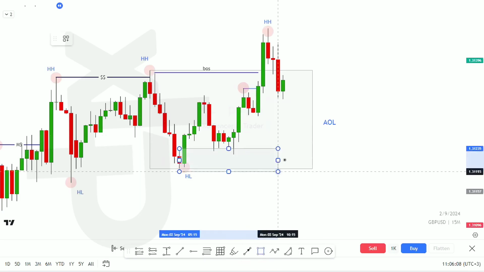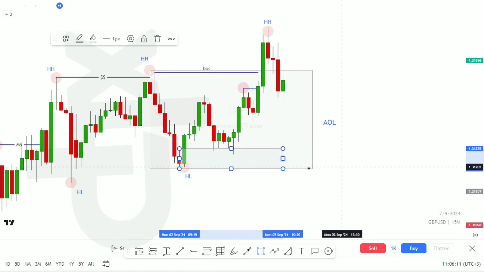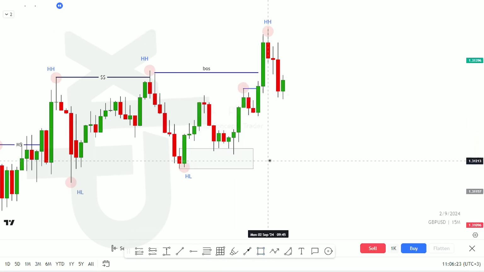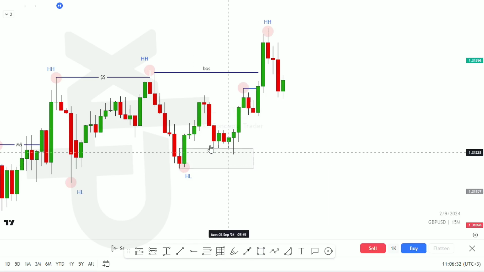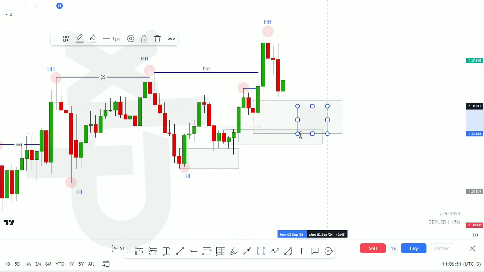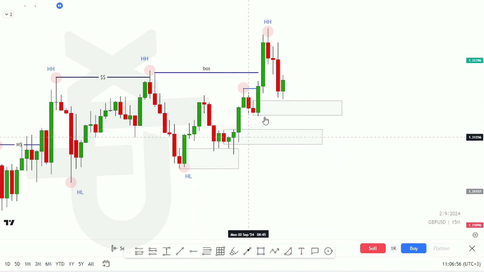The first criterion is to look for the clean or unmitigated demand zone or point of interest. Let me just remove this. The first one here is already mitigated. You can see price came down, so this is already mitigated and we are not going to use it. And you can see this, so already we have two.